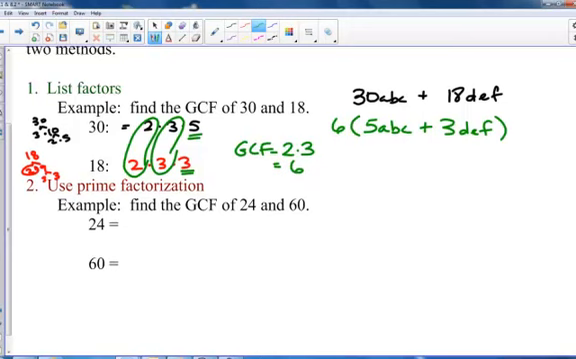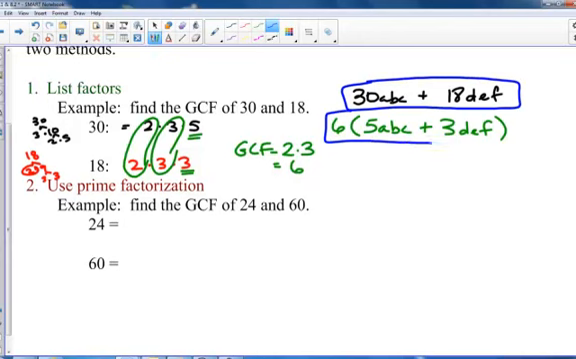So this is the exact same thing as this. It's kind of like factoring when you don't have that third term. It's factoring a binomial. And when you factor a binomial, two terms, you just take out the greatest common factor.